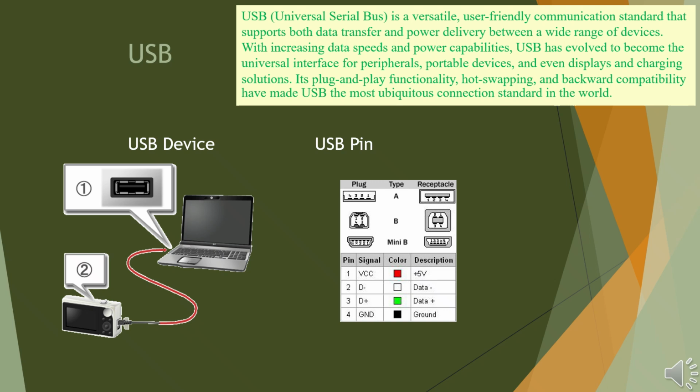USB also supports multiple modes of power delivery. The traditional USB 2.0 port can supply up to 500 milliamps at 5 volts, while newer USB-C ports can deliver up to 100 watts, 20 volts times 5A, through USB Power Delivery (PD) negotiation. This makes USB not just a data interface, but also a major power interface for laptops, displays, and embedded devices.